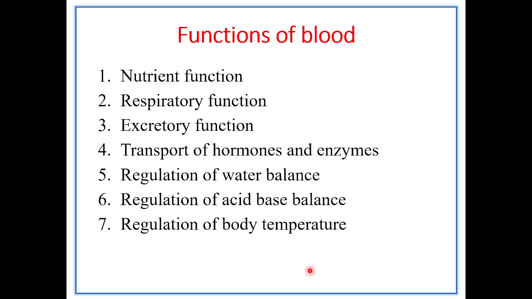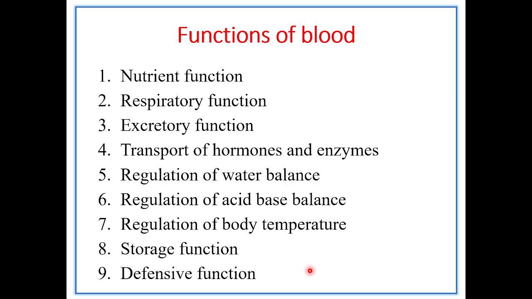Regulation of the body temperature. Because of the high specific heat of blood, it is responsible for maintaining the thermoregulatory mechanism in the body, that is the balance between the heat loss and the heat gain. Next function is the storage function. Blood serves as a source of water, protein, glucose, sodium and potassium. These substances are taken from blood during conditions like starvation, fluid loss, electrolyte loss, etc. And the last function is the defensive function. Blood plays a very important role in the defense of the body. The white blood cells are responsible for the defense mechanism of the body. So this is all about the blood and its different components.